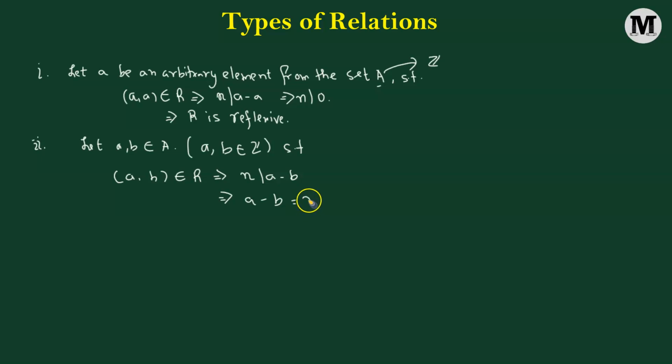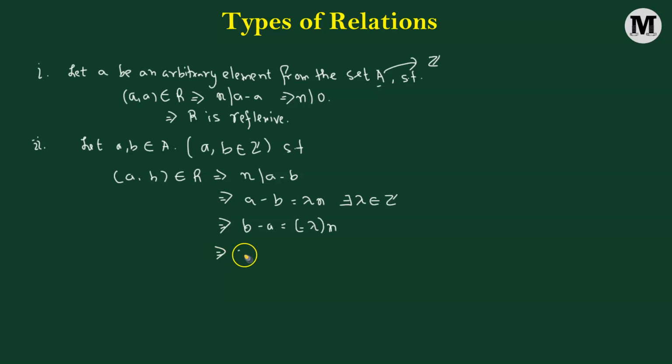So here we can say A minus B equals lambda times n, where there exists some unique value of lambda belonging to the set of integers. Now we're going to multiply both sides by -1 to get B minus A. So B minus A equals negative lambda multiplied by n. Now lambda is an integer, so negative lambda is also an integer. So here we have shown that B minus A is a multiple of n.